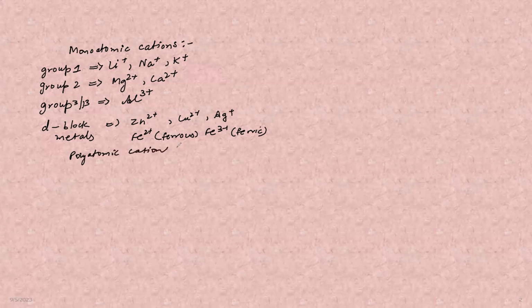Next, we have polyatomic cations. There is only one, which is NH4 positive. It is known as ammonium. I hope this is clear. Next, we will discuss monoatomic anions.